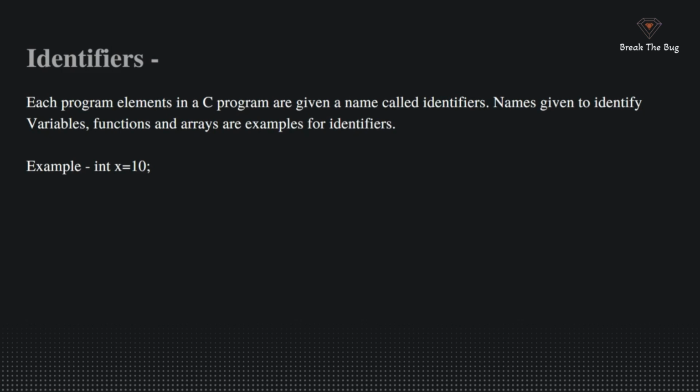We can see examples of identifiers in our day-to-day life. If a new baby is born in our family, first we give a name to that baby. Just like that, in C language, we give a name to any variable. Like int x = 10. Then if we call x, x will store the value 10 and it will give the value 10 to us.